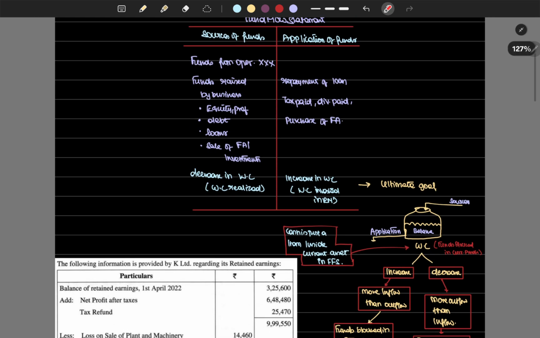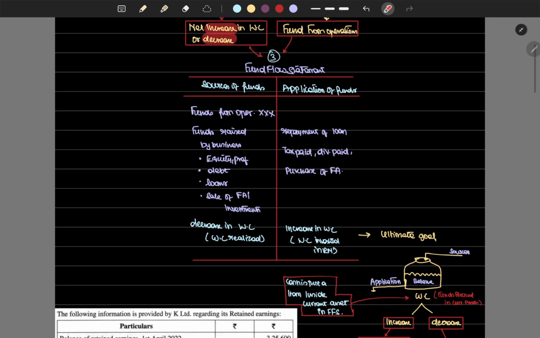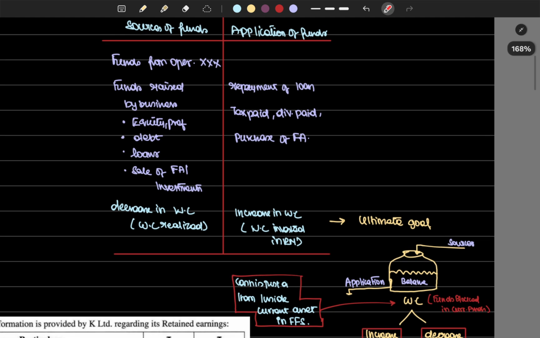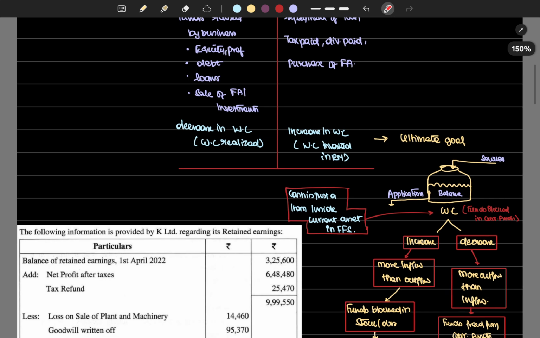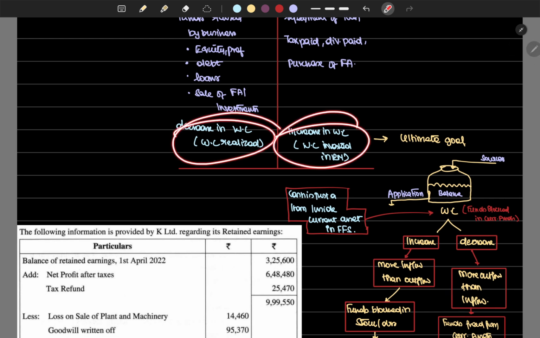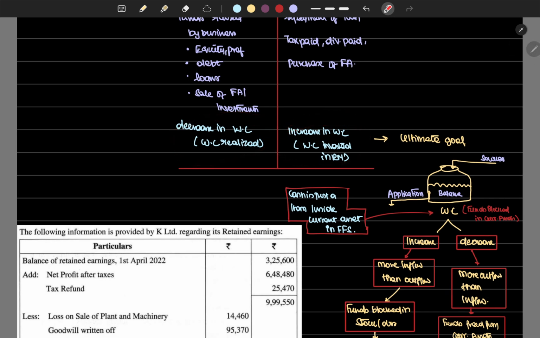So I hope you got the clarity. What's the sole purpose of why we are preparing these big tables to find out the increase or decrease in working capital? What is the company going to get out of it?